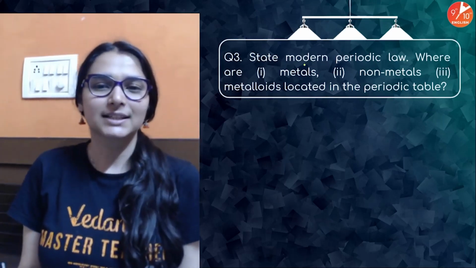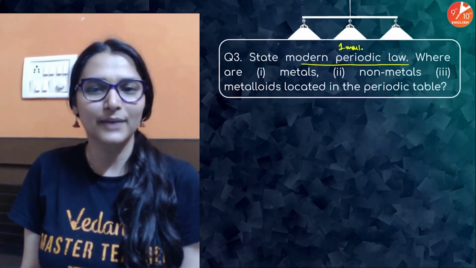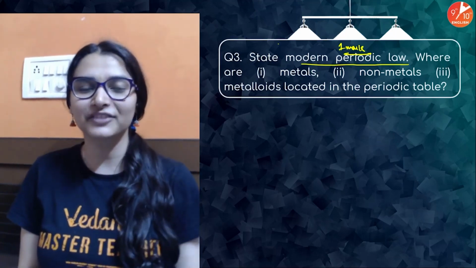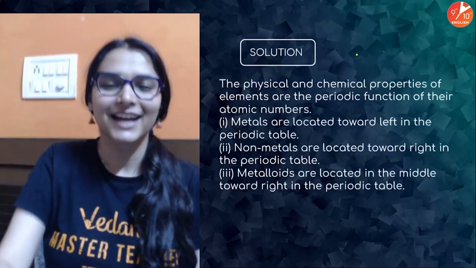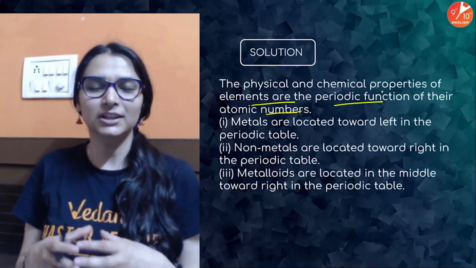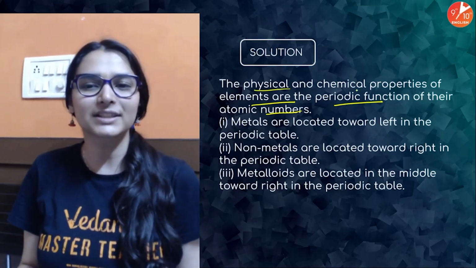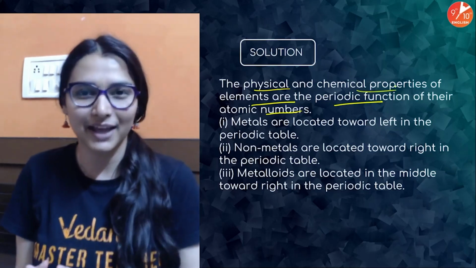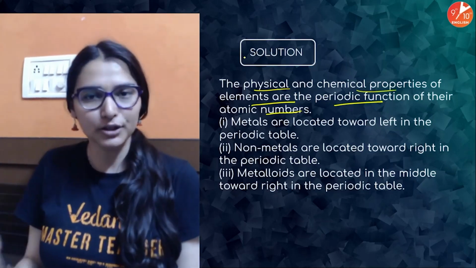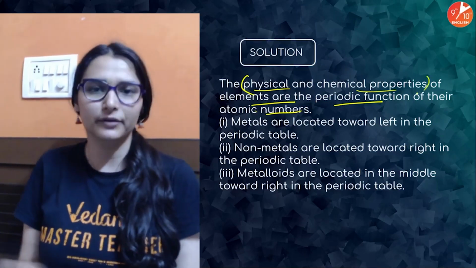Third question. State the modern periodic law. This is important. This statement can be asked in the exam for 1 mark as it is. Properties of elements are a periodic function of their atomic number, right? This is what you have to write there, okay. It means that when we arrange the elements in increasing order of atomic number, elements having similar physical and chemical properties come together. Or you can simply write the properties of elements. If you want to be precise about properties, you can mention both of them.